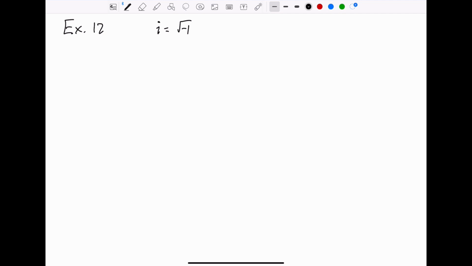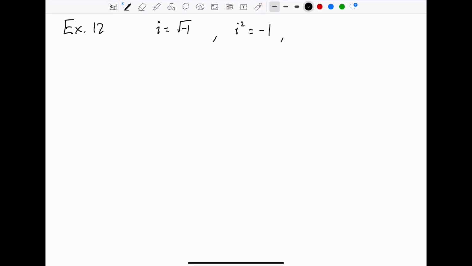Let's notice some patterns with i. If we square i, this would be the square root of -1 squared. The square root and the square undo each other, so it's -1. i squared is -1. That's really how we define i. It's the number that when you square it, you get -1.